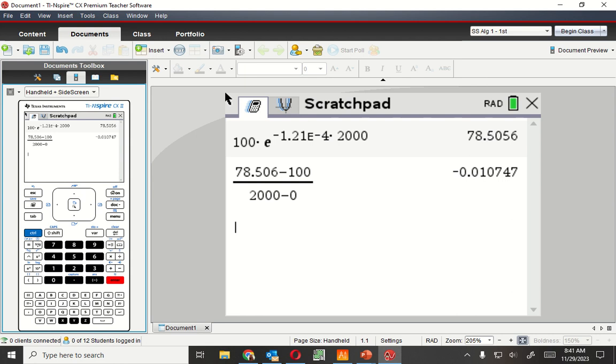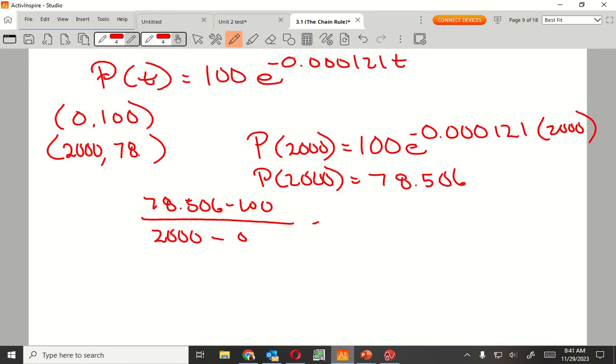Negative 0.011747. Round to 3. Rounded to the thousands place, right? Yes. Okay. Now, that's again going to be percent, right? Percent over year. Yeah, percent over year too.